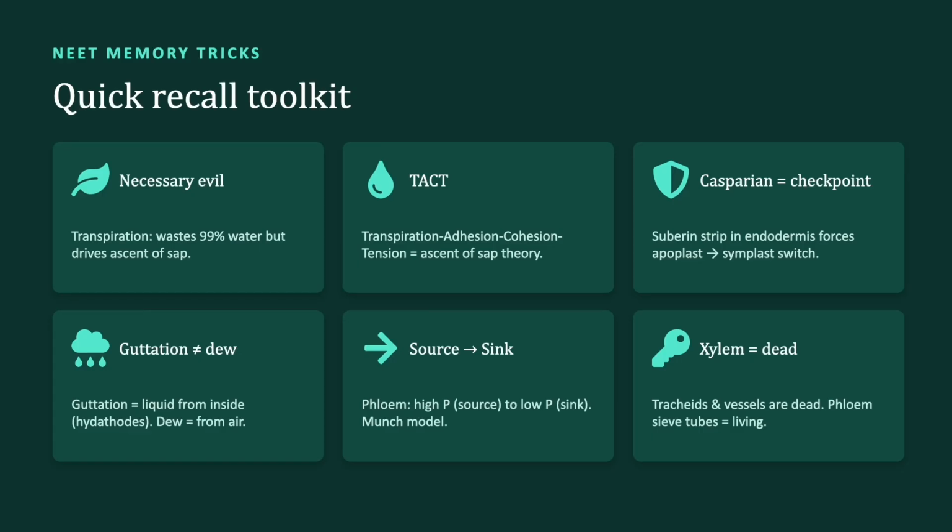Time to gather every trick into one card. Screenshot this. Transpiration is a necessary evil. TACT stands for Transpiration, Adhesion, Cohesion, Tension, the Ascent of Sap theory. The Casparian strip is the checkpoint that forces all water through living cells. Guttation is not dew. Phloem flows from source to sink by the Munch pressure flow model. And xylem cells are dead while phloem sieve tubes are living. Say these six out loud a few times and you will remember them in the exam hall.